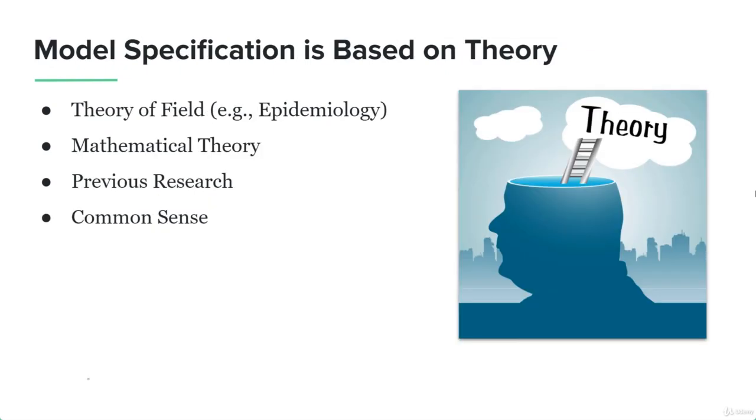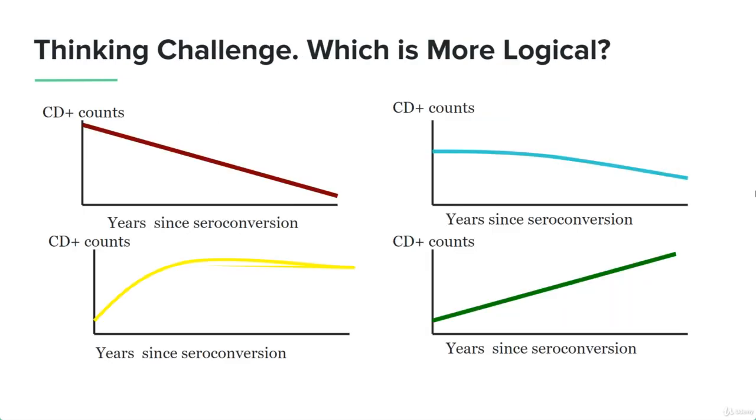So the model specification is based on theory. Firstly, theory of the field, for example, epidemiology. Secondly, it's based on mathematical theory and the previous research that researchers and scientists have conducted. And fourthly, it's common sense. The common sense part should be quite appealing to you. It is quite logical, considering that we're going to model different relationships, and some relationships between variables are quite simple, logical, and easy to understand.